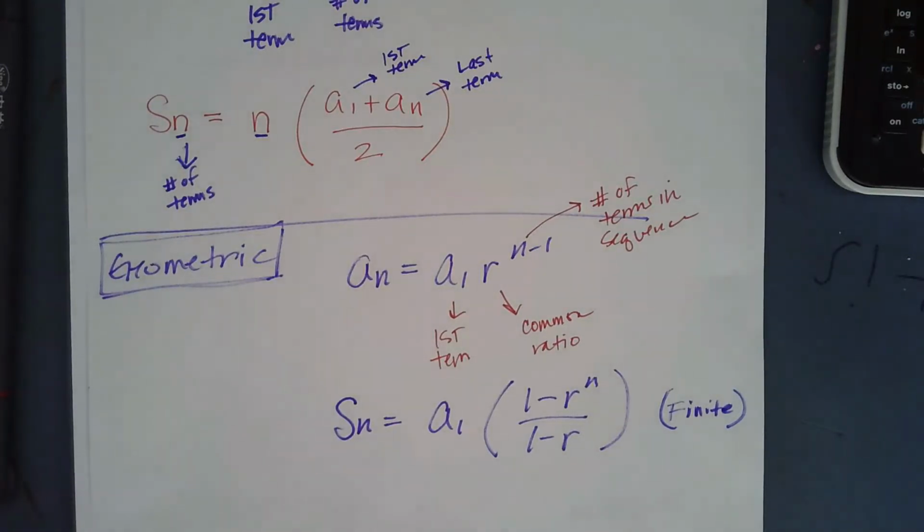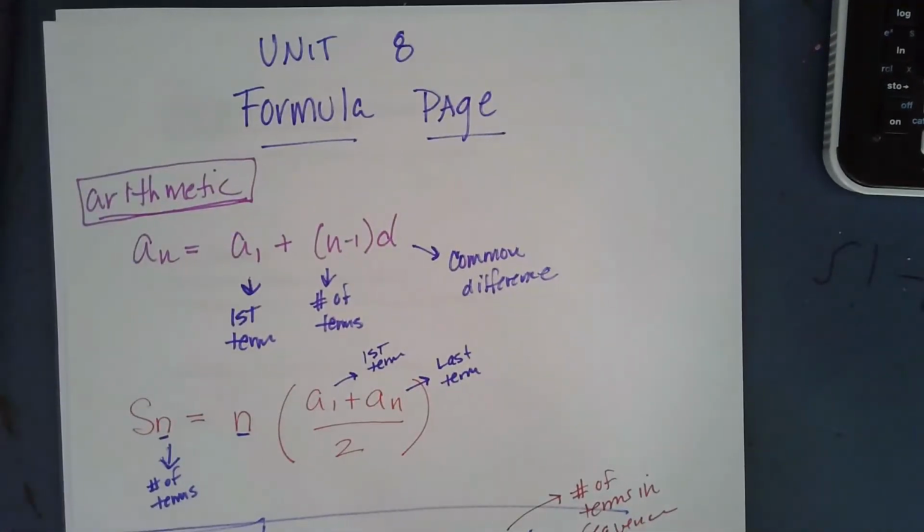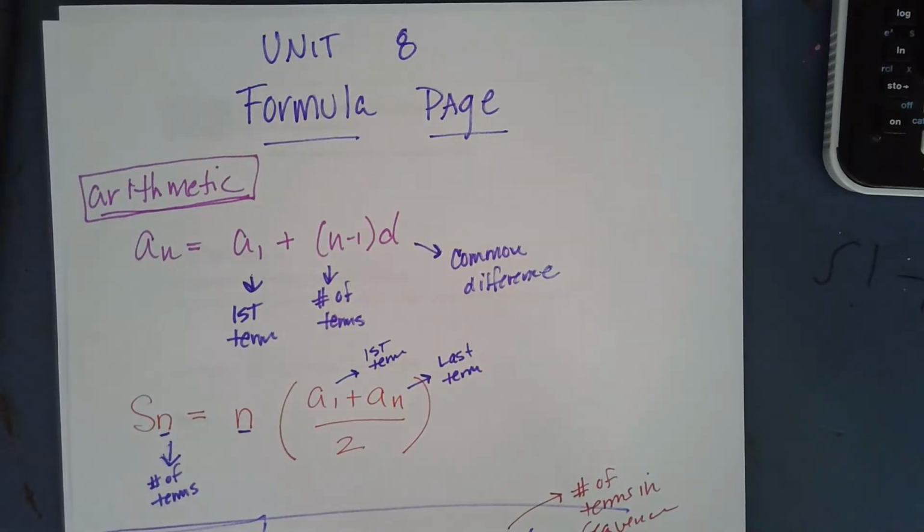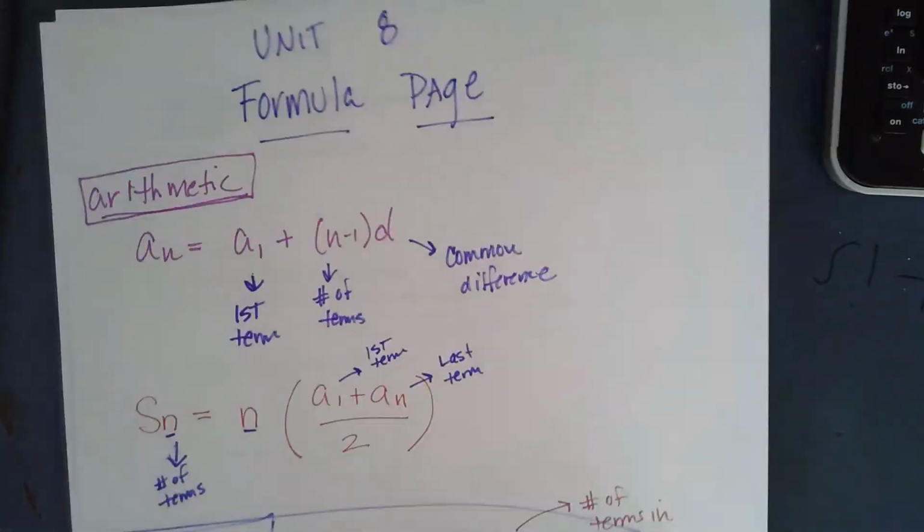Algebra 2 students, we are on 8.4, which is on page 233 of your student journals. That's where we're going to start. I want you to grab your formula page, if you don't already have that handy. And you may need some extra paper today as well.